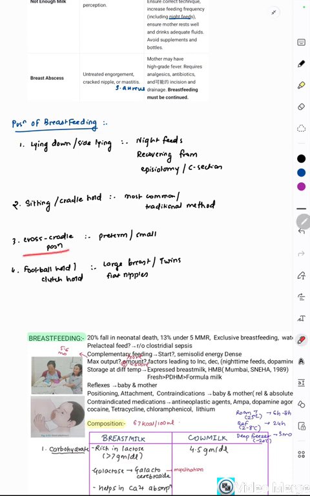Then cross cradle position, generally done for twin pregnancies or in case of... not in twin pregnancy, it is done in case of preterm or small babies. Football hold position or clutch hold position is done in twin pregnancies or where the mother's breast is large or it has got flat nipples.